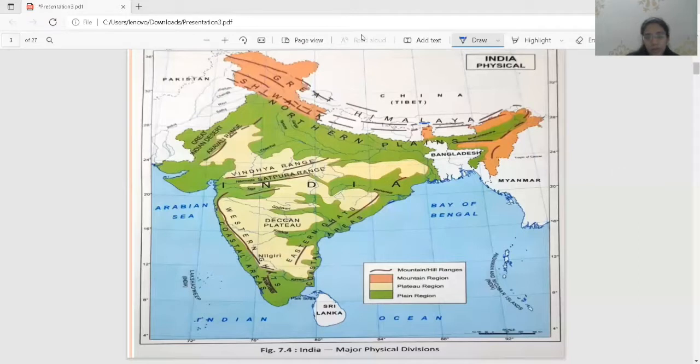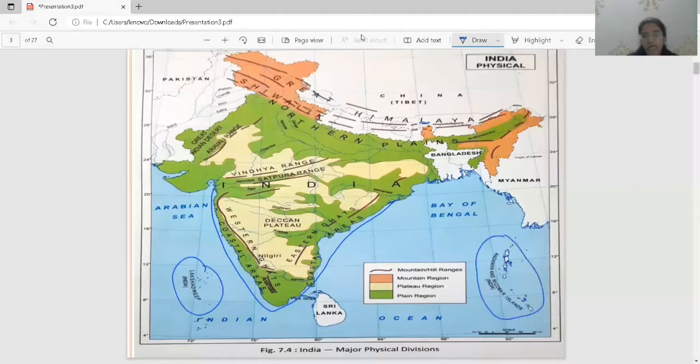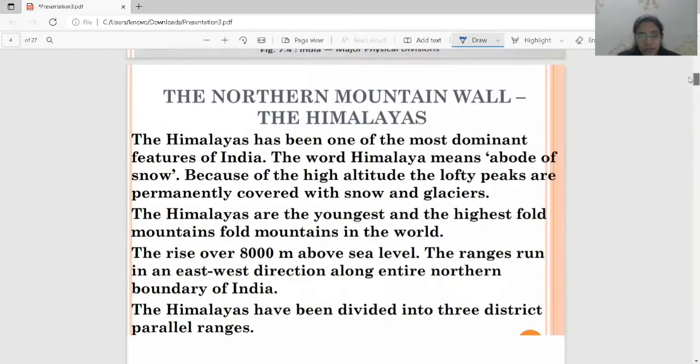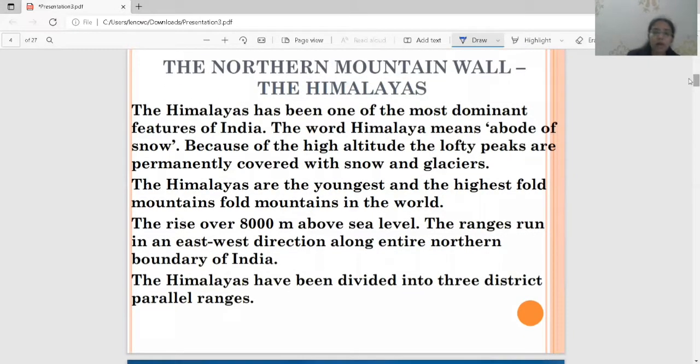This is your coastal range. These are the 2 islands, Lakshadweep Islands, and Andaman and Nicobar Islands. So mountain ranges, plateaus, plains. Seen the map also. Next, we are going to talk about the northern mountain wall.